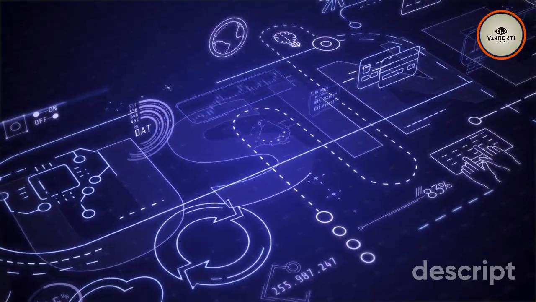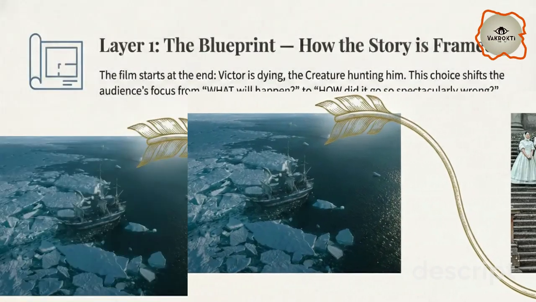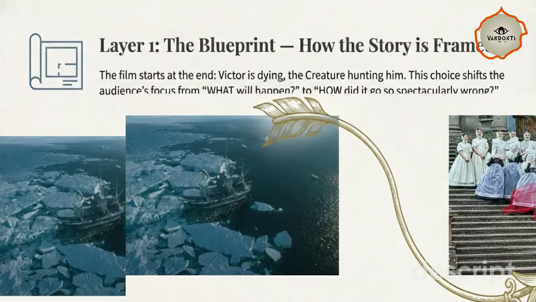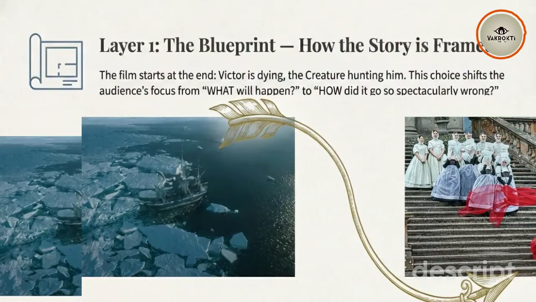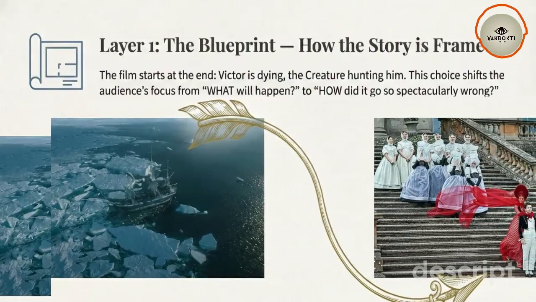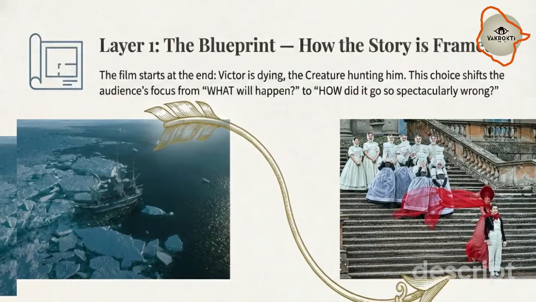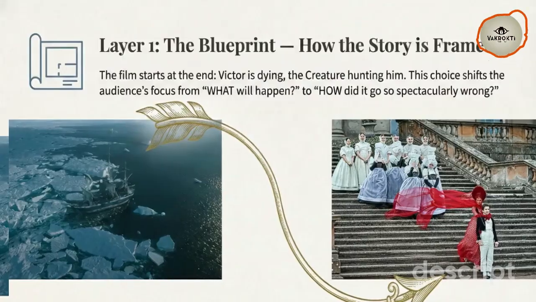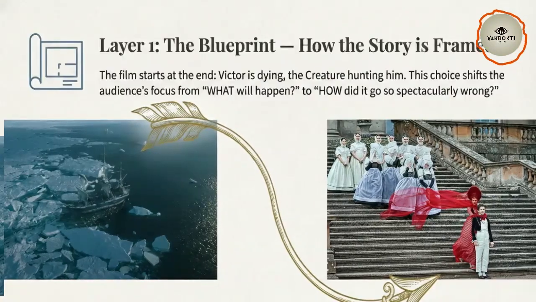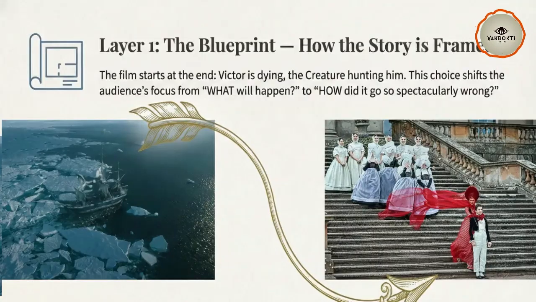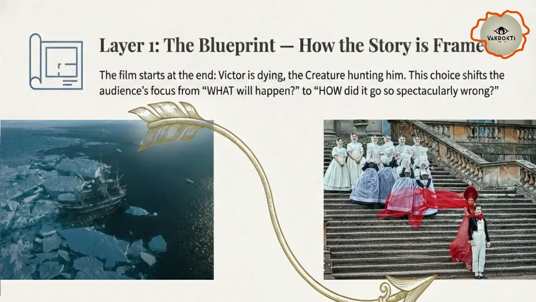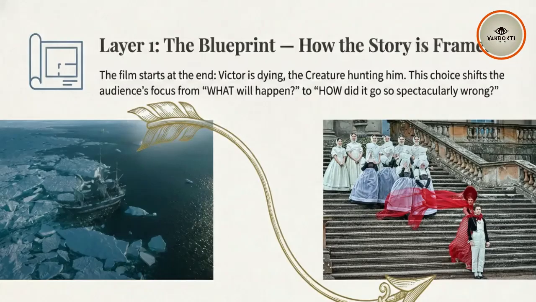Let's do this. The movie kicks off on a ship in the Arctic. Victor Frankenstein is on his deathbed. Then, bam, we are thrown back 60 years into the past, to the Crimean War. Why start at the end? Because it completely changes the question you are asking. It's not what's going to happen anymore. You already know it's a disaster. The real question becomes, how did it get so spectacularly wrong? From that moment on, every victory for Victor feels doomed.